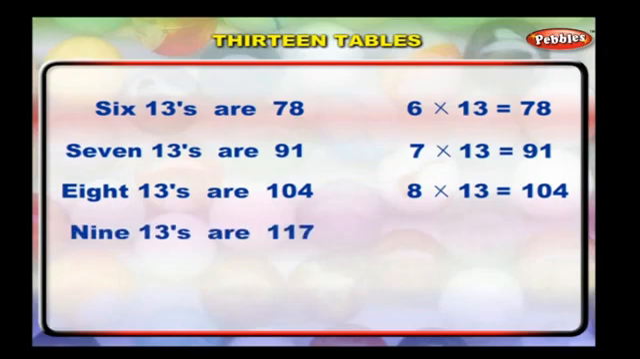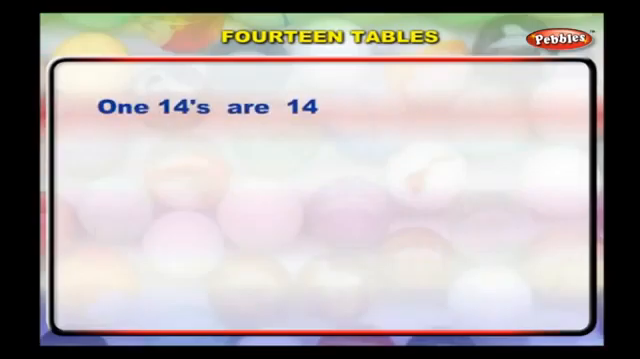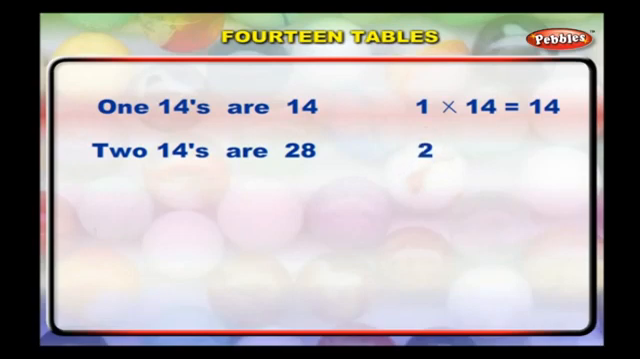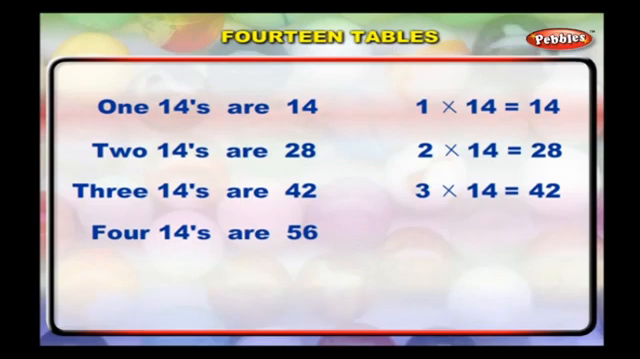9 13s are 117. 10 13s are 130. 14 tables. 1 14 is 14. 2 14s are 28. 3 14s are 42. 4 14s are 56.